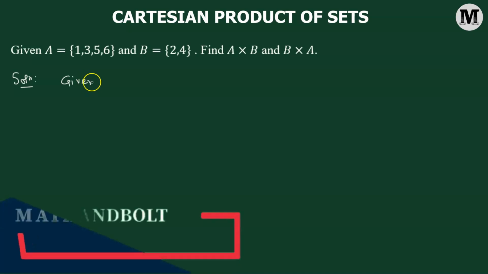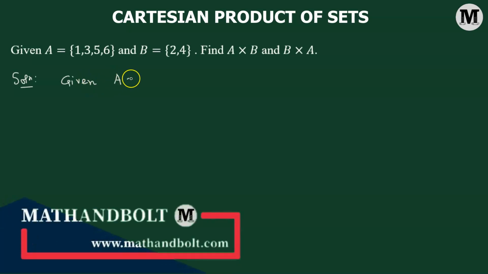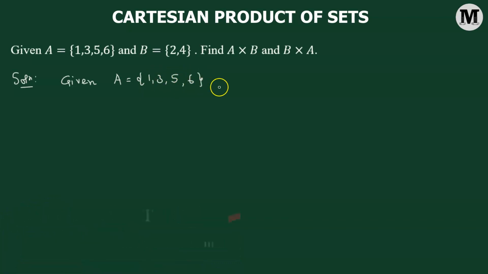We have the first set A. Set A has got 4 elements, the elements being 1, 3, 5 and 6. And we have the other set B. B has got 2 elements. Those are 2 and 4. We'll first begin by computing the Cartesian product of A and B.